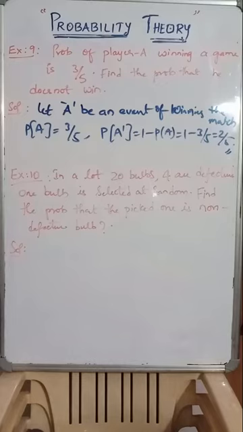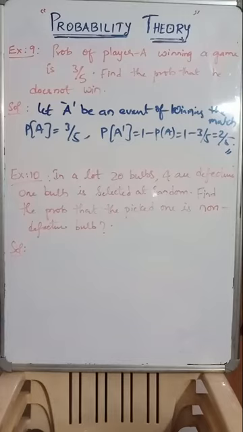Example number 10. In a lot of 20 bulbs, 4 are defective. Out of 20, how many are defective? 4. That means, what is the probability of getting defective bulbs? 4 by 20. 4 divided by 20 is the probability of getting defective bulbs. Now, one bulb is selected at random. Find the probability that the selected one is a non-defective bulb.